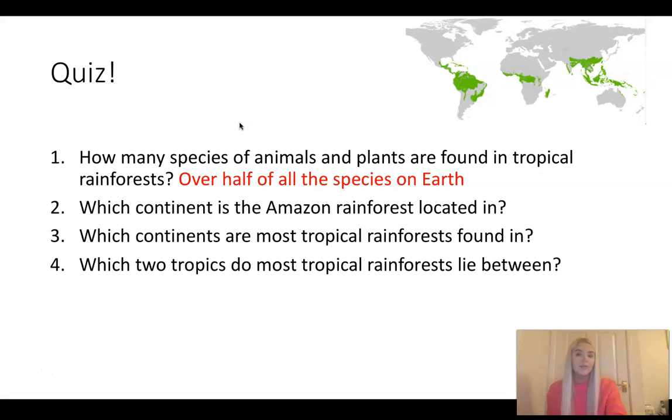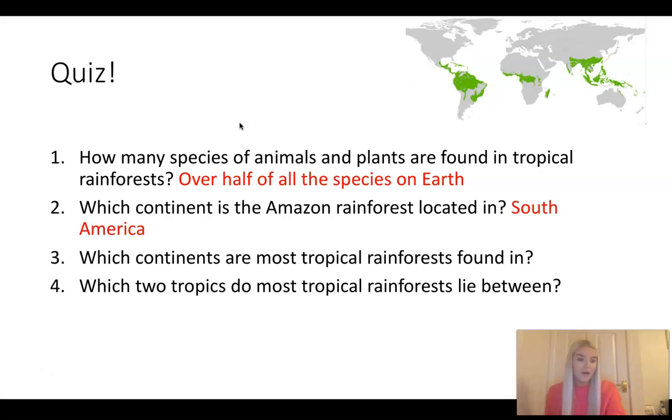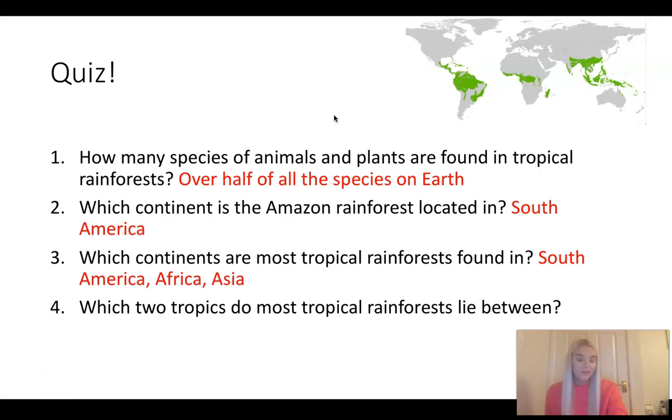Well done. Number 2, which continent is the Amazon rainforest located in? I wonder if you can remember which continent the Amazon rainforest is located in. South America. Well done. Number 3, which continents are most tropical rainforests found in? There were 3. We've got our map here if you need some help. I can hear lots of you saying South America, Africa and Asia. Good job.